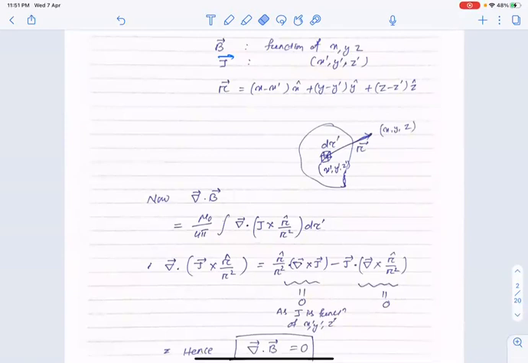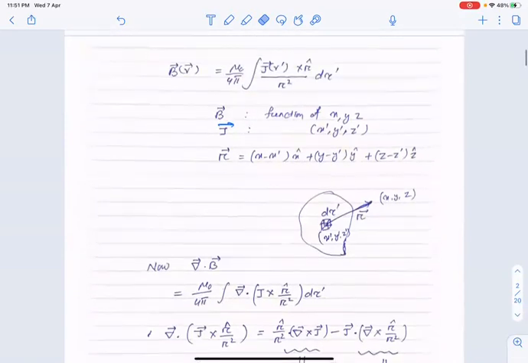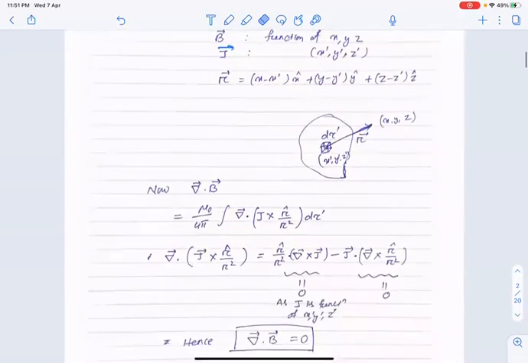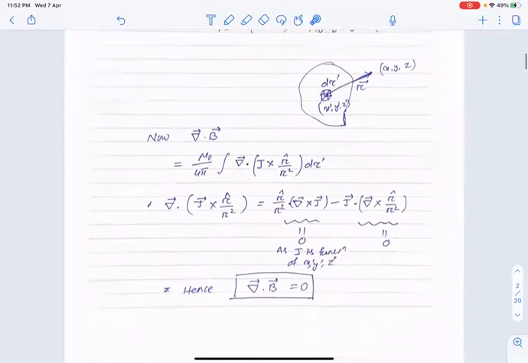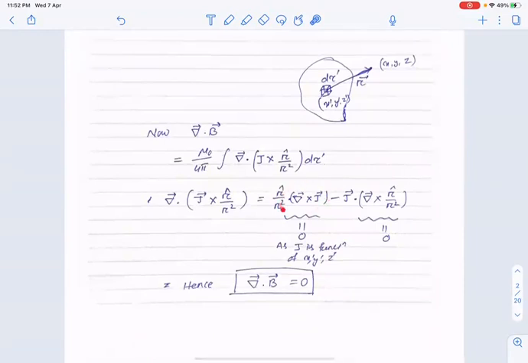Now with this set of problems, you can calculate del dot B, the divergence of B. Take this expression and do the divergence. As it turns out, this is del dot a cross product of two vectors, so you can use the product rule, and that turns out to be r cap by r squared dot del cross J minus J dot del cross r cap by r squared. Now this first term is 0, purely because J is a function of x prime, y prime, and z prime, so this will inherently give 0.